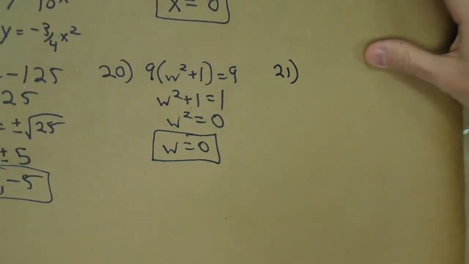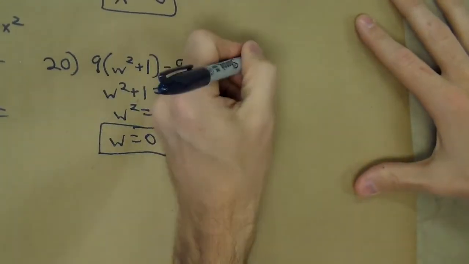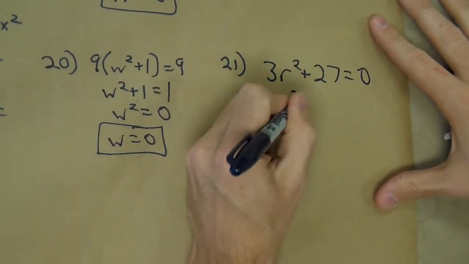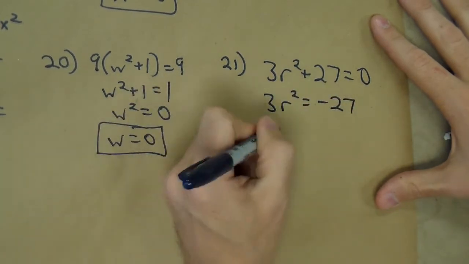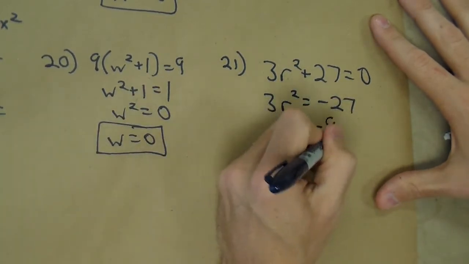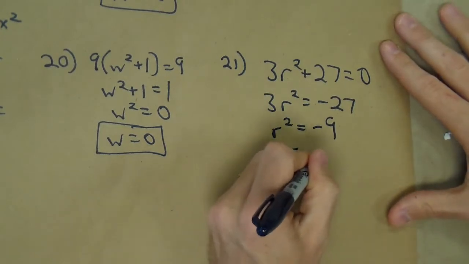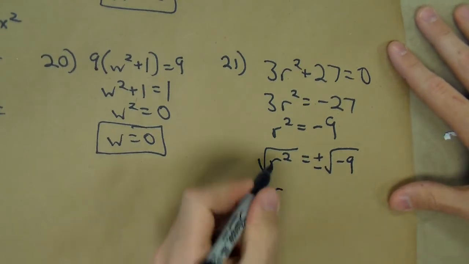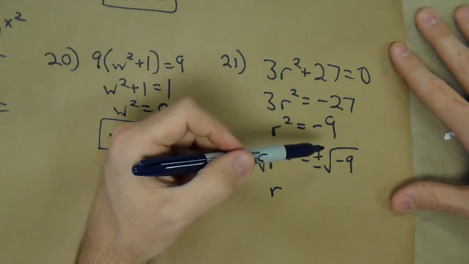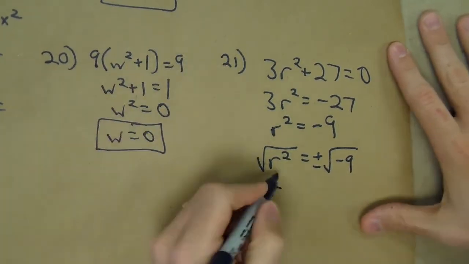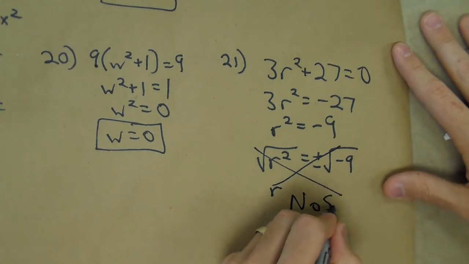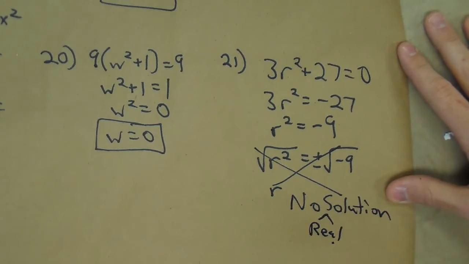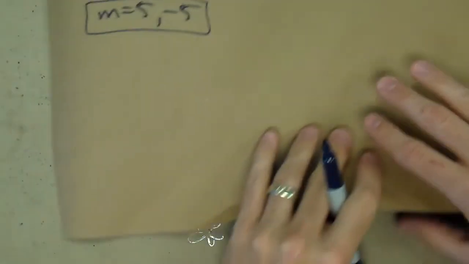For 21, we have 3r squared plus 27 equals 0. I'm going to subtract over the 27, so that equals negative 27. Divide by 3 gives me negative 9. And now I take the square root of both sides. But the problem we have is I can't take the square root of a negative. There's no way I can multiply a number by itself and get a negative. So that won't let this happen. So anytime you try to take the square root of a negative, we're going to write no solution for now. It's actually no real solution because you could have an imaginary solution, but that's later on.